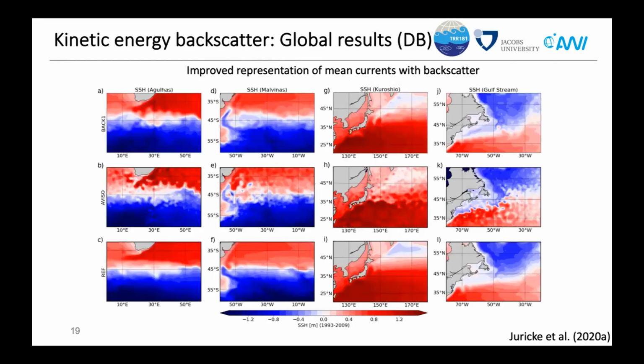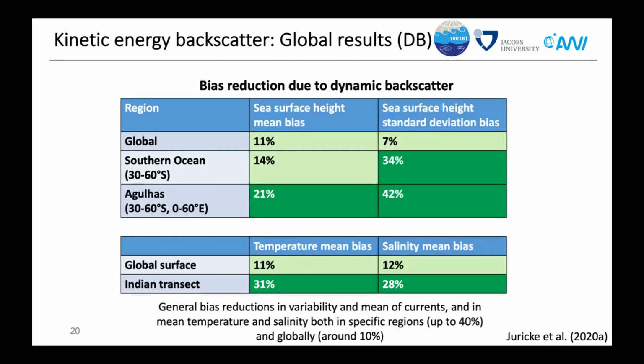And we see this for other currents as well. You can have a look at that, but pretty much on the right is the Gulf Stream, then comes Kuroshio, then it's the Malvinas, and the bottom left one is the Agulhas current. And in all cases, the top row is much closer to the middle row, which is Aviso, than the bottom row, which is without backscatter.